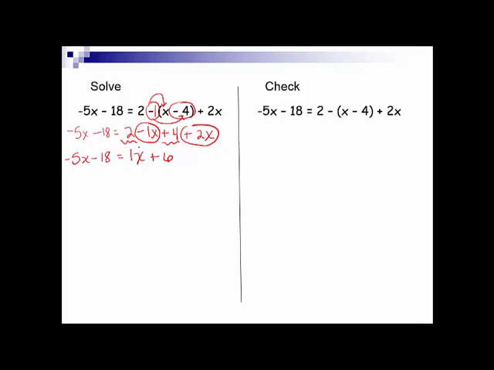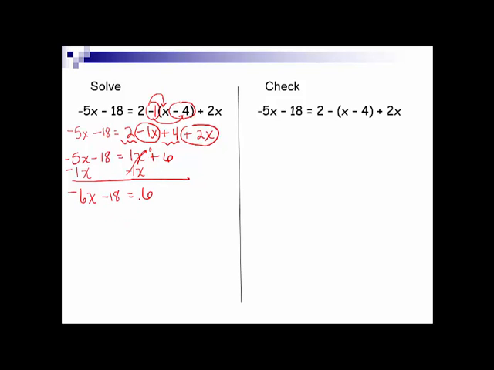Now I want to move all of my variables from the right to the left. How do I move this 1x? Well, I need to zero it out. 1x minus 1x will zero out. If I'm going to subtract 1x on the right, I need to subtract 1x on the left-hand side of that equal sign so that the equality can remain. Minus 5x minus 1 more x is minus 6x. Still minus 18 equals, I'm only left with a 6 on this side.